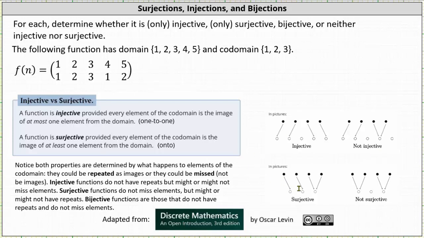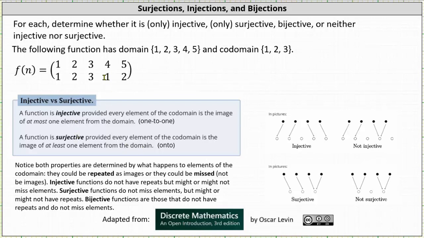Looking at our first example, the domain is a set containing the elements 1, 2, 3, 4, and 5, and the codomain is a set containing the elements 1, 2, and 3. So analyzing the function in two-line notation, notice all the elements in the codomain do appear in the second row, which is the range, and therefore we know the function is surjective because every element of the codomain is an image of at least one element from the domain.